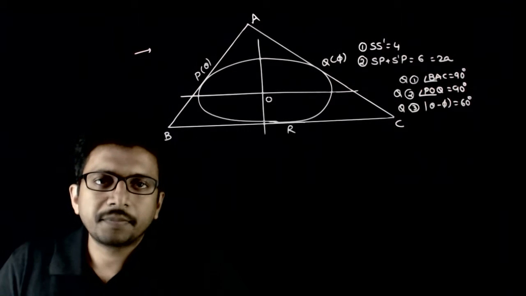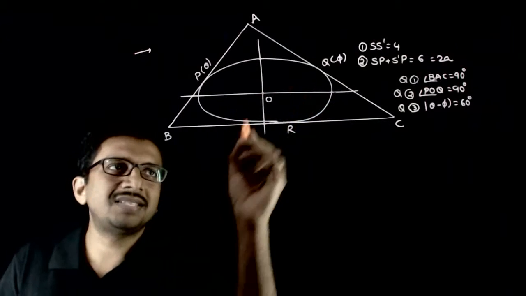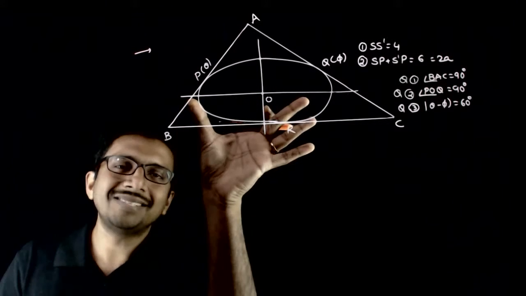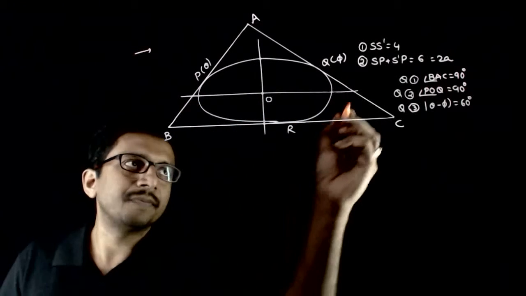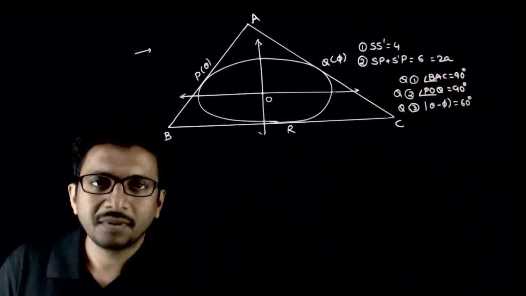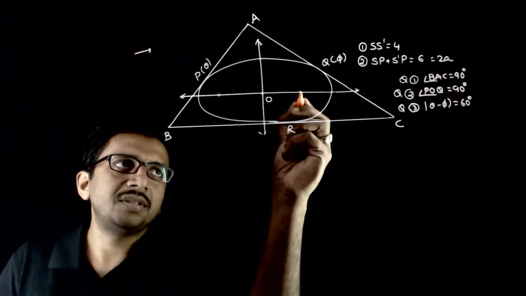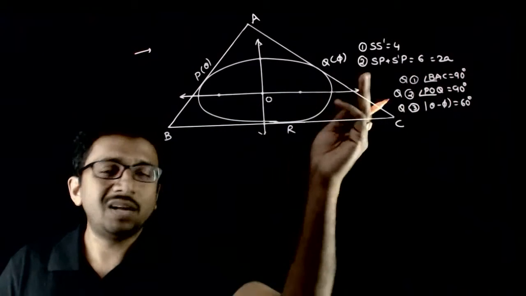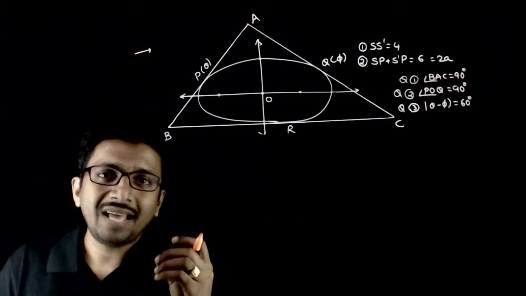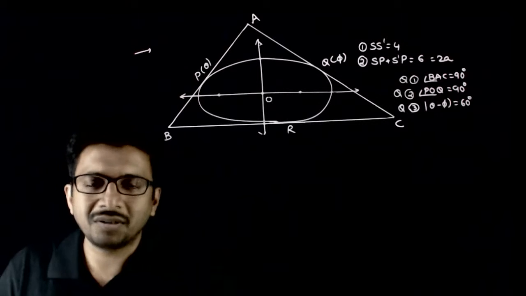So welcome students. In this question, given that you have an ellipse which is centered at the origin and has its major axis as the x-axis, with S S dash, the distance between the foci, being equal to 4, and SP plus S dash P is equal to 6. P is some point on this ellipse.